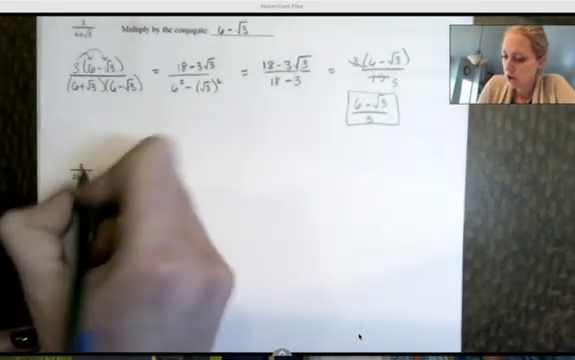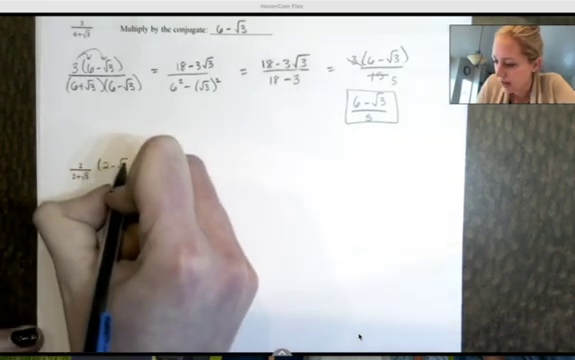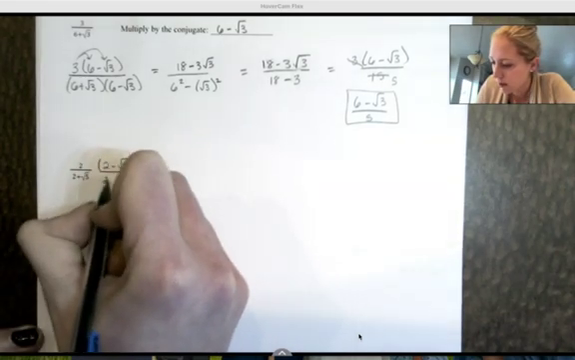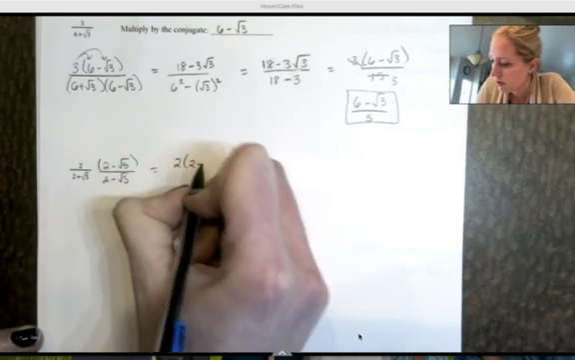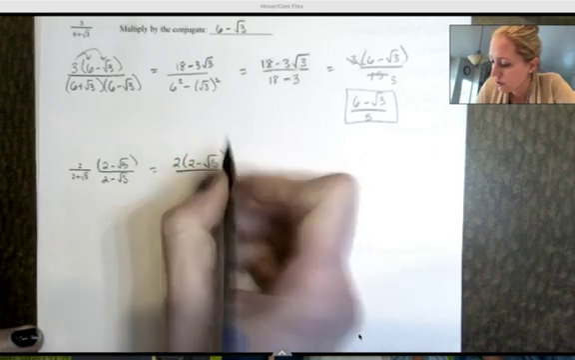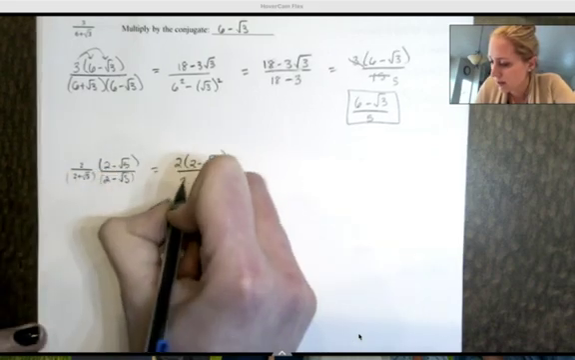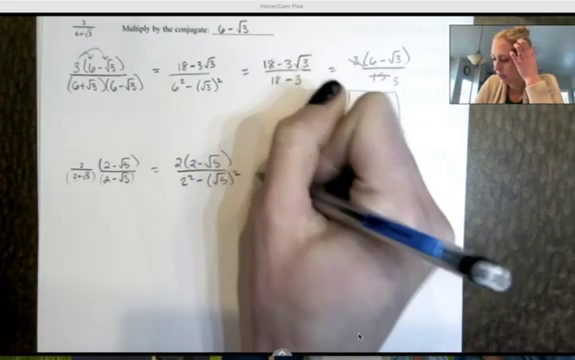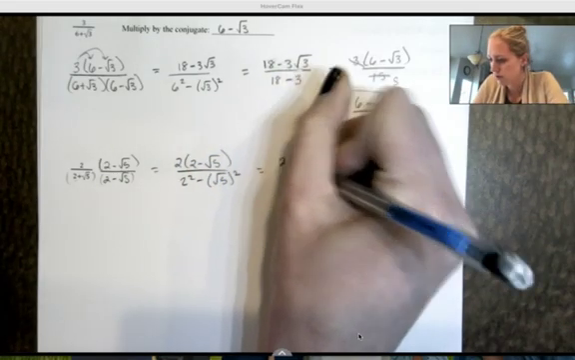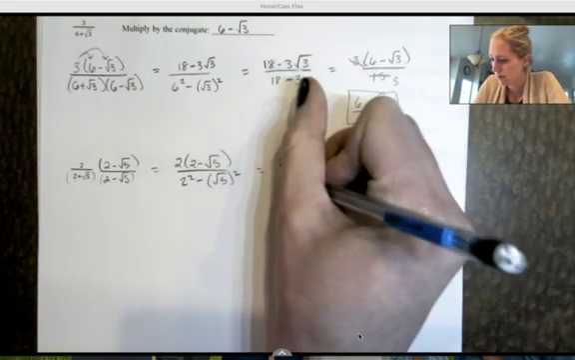Okay, this one, we're going to multiply by the conjugate. So 2 minus root 5 and 2 minus root 5. Okay, so on the top, we got this. Numerator, difference of squares. So 2 squared minus square root of 5 squared. Okay, so I'm going to get 2 minus root 5 over 4 minus 5.